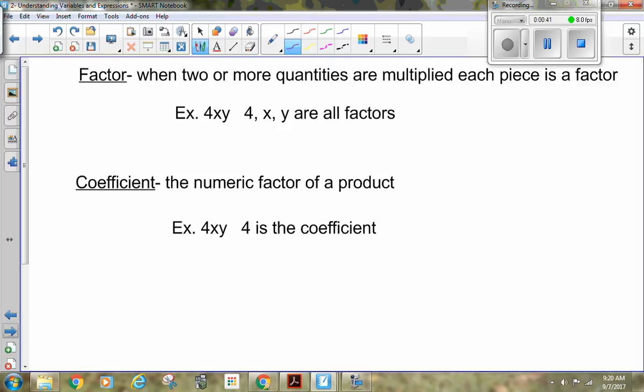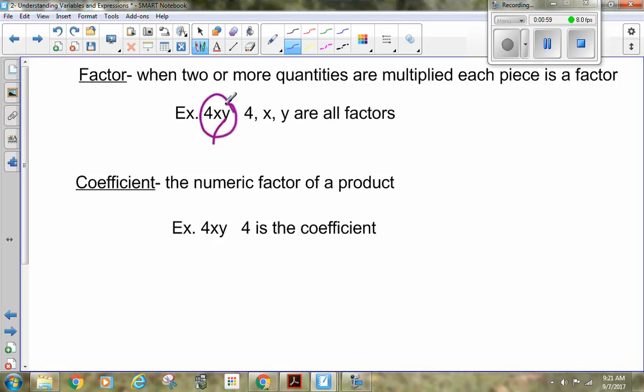Okay, then we have factor. When 2 or more quantities are multiplied, each piece is a factor. So if we look here in our example, we have 4xy. So that's one piece altogether, and this 4 is a factor, x is a factor, and y is a factor.